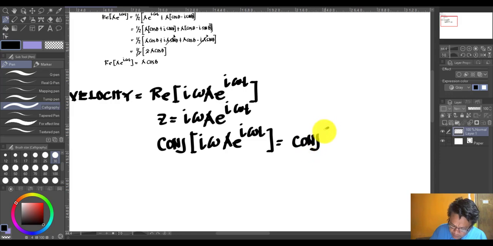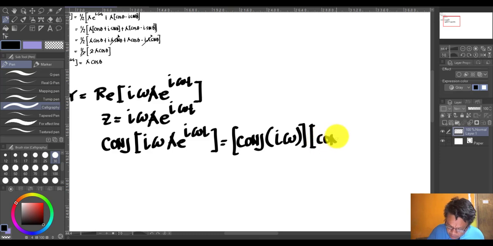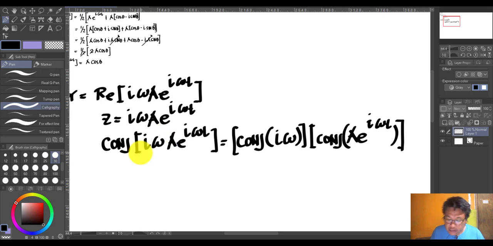Conjugate of my I angular velocity, then close parenthesis this one, then that will be multiplied to the conjugate. So I'm going to multiply this one to a conjugate, so conjugate of my AE, that will be I raised to the angular velocity times time. So that represents the conjugate of the velocity.